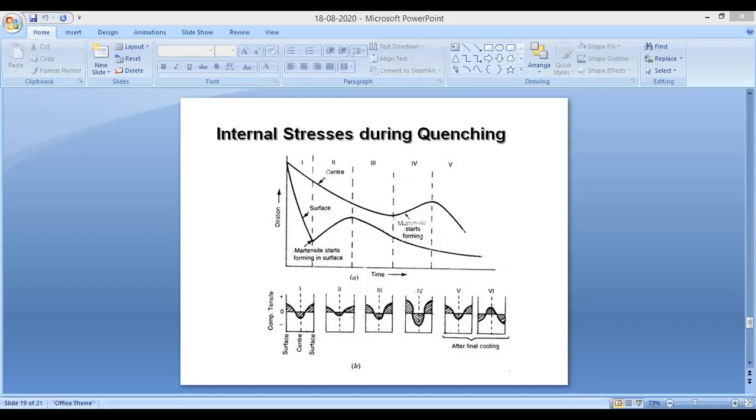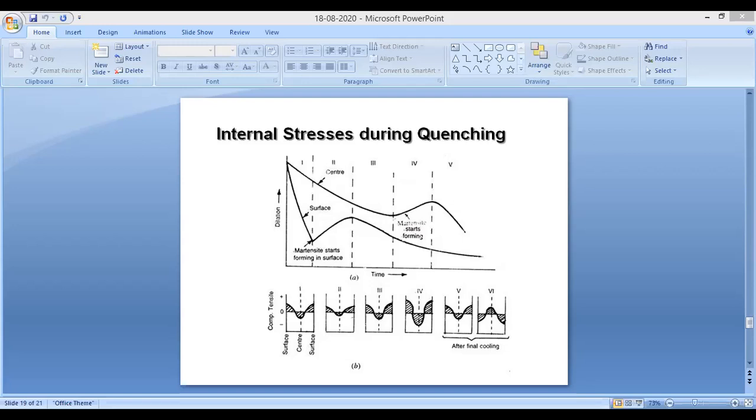These graphs are oversimplified, as the actual distribution of internal stresses at different moments of cooling is more complicated. The stress difference, particularly in stage 4, increases as the dimensions of the part and the rate of cooling are increased.